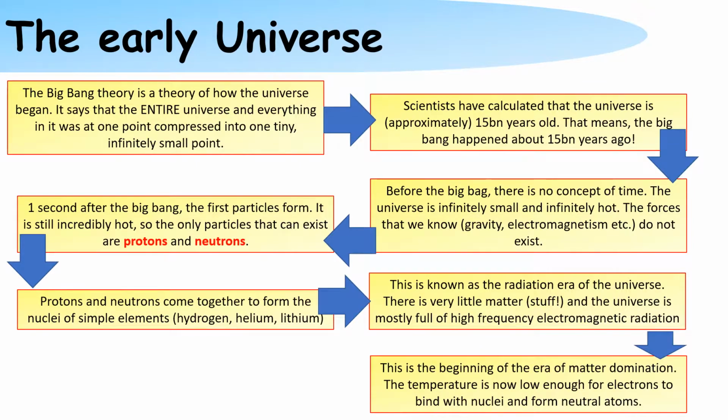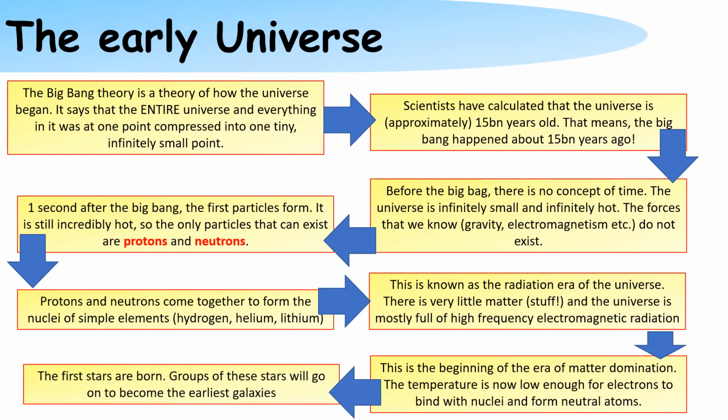Next, we begin the era of matter. The temperature now dropped low enough for electrons to bind to the nuclei of the atoms to form the atoms that we now know and that are electrically neutral. The gas eventually started to come together under gravity and the earliest stars were formed.